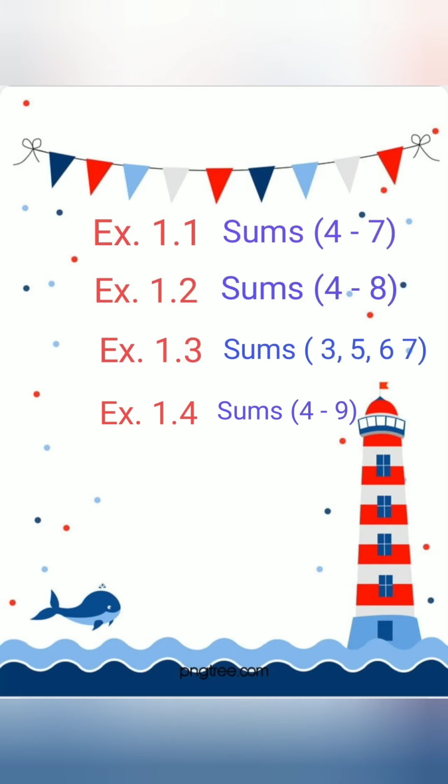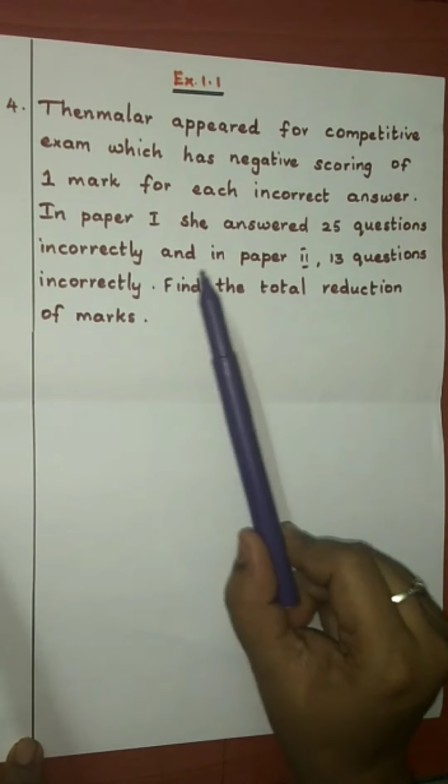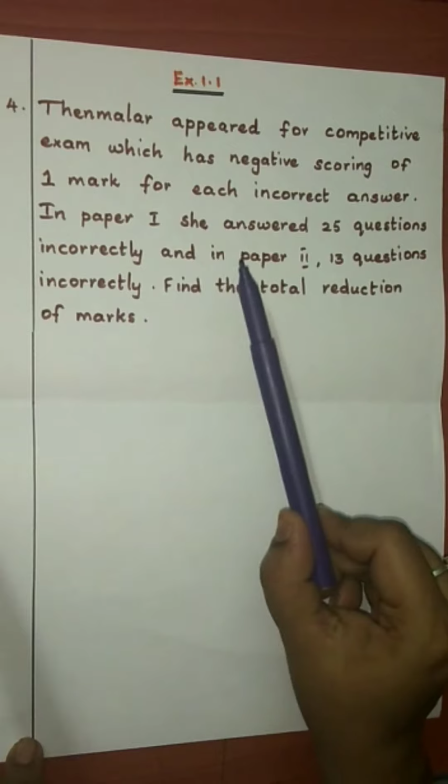Exercise 1.1, fourth problem. Thainmalar appeared for a competitive exam which has negative scoring of 1 mark for each incorrect answer. In paper 1 she answered 25 questions incorrectly and in paper 2, 13 questions incorrectly. Find the total reduction of marks. So what do you understand? For each incorrect answer she scores minus 1 mark.